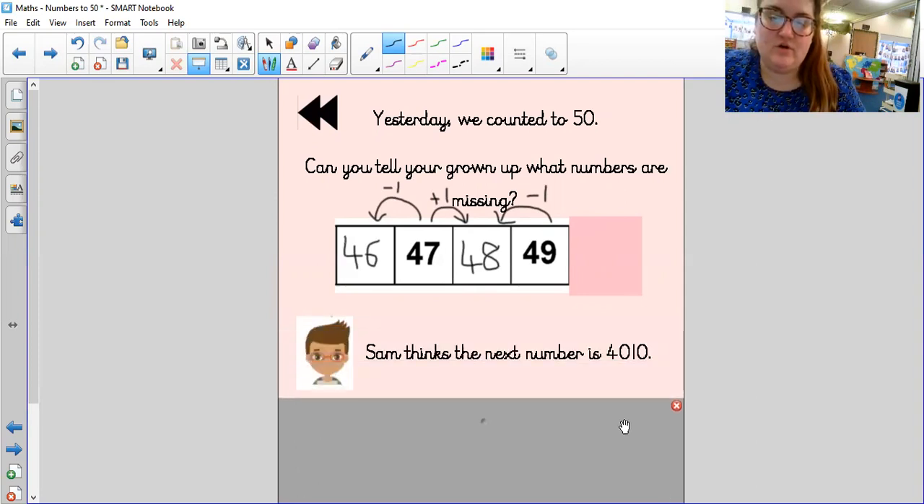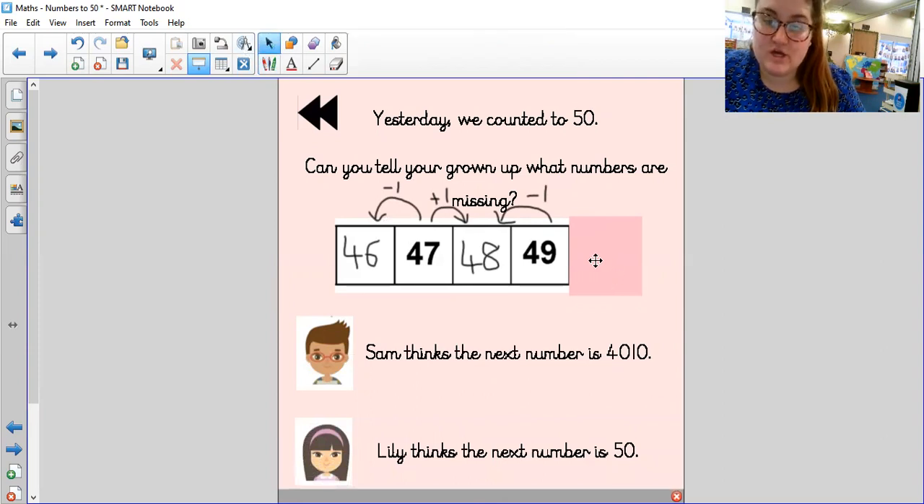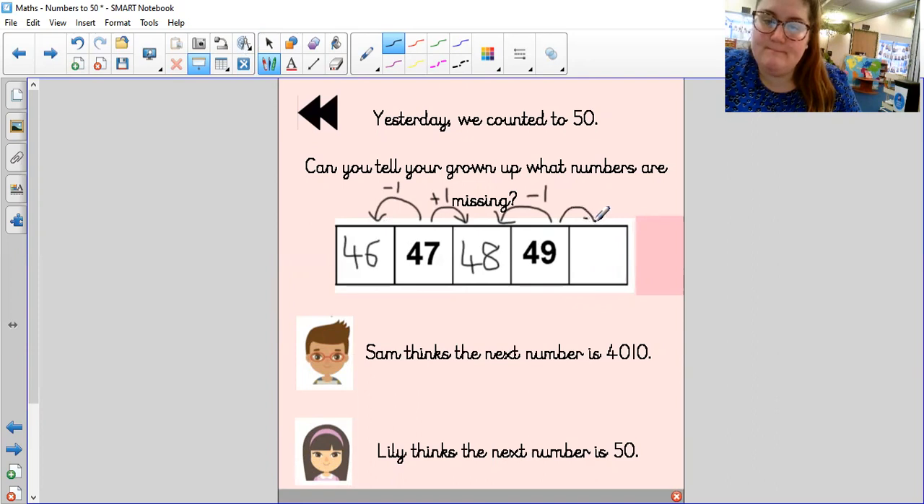So let's have a look at Sam and Lily's opinion, because there is another number in this sequence and you are being asked to find this number. So we are being asked to find one more than 49 and we're going to see who has got it correct. Sam thinks the next number is 4010. He thinks it goes 48, 49, 4010. And Lily thinks the next number is 50. So who do you think has got it right, Sam or Lily? Do we say 4010? Or when we get to the 9, do we make a new 10? What do you think?